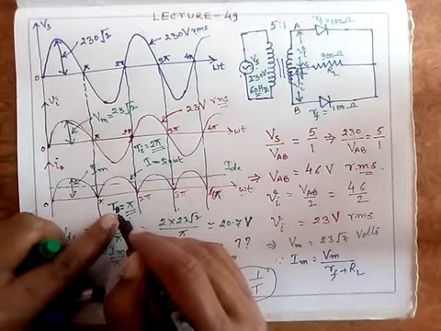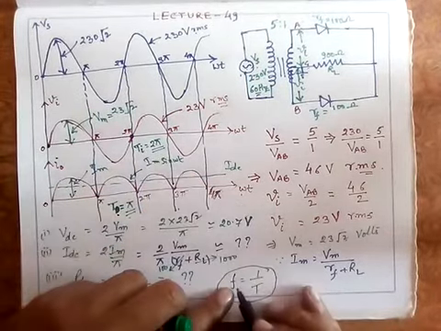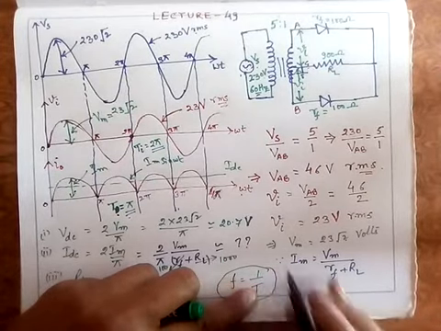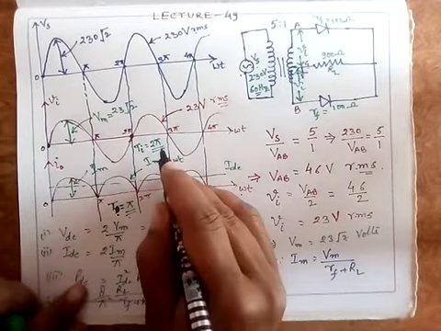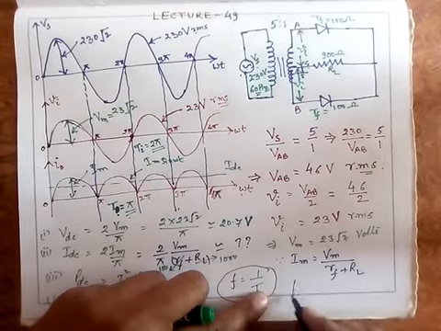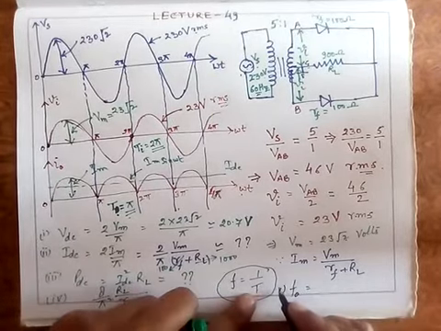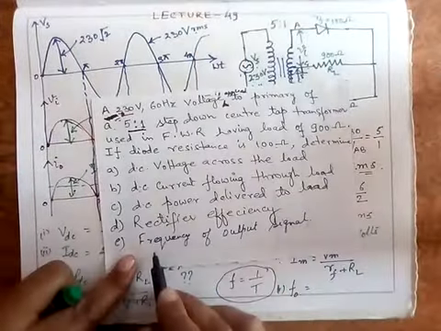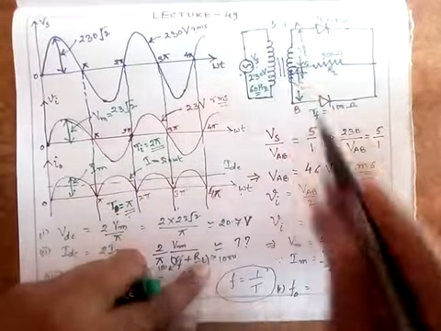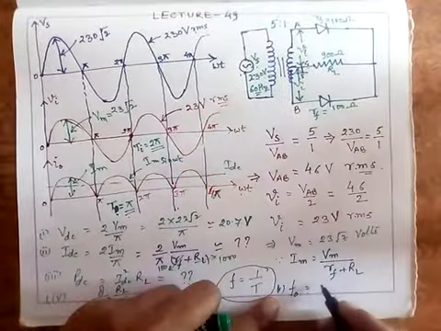Output time period is half of the input time period, so naturally the output frequency will be double, 1 upon 1 by 2, 2 will go in the numerator. So the frequency will be just doubled. This is the fifth part of the problem: determine the frequency of the output signal, FO. So the frequency of the output signal will be just doubled. Initially it was 60, so it will be 120 Hertz.